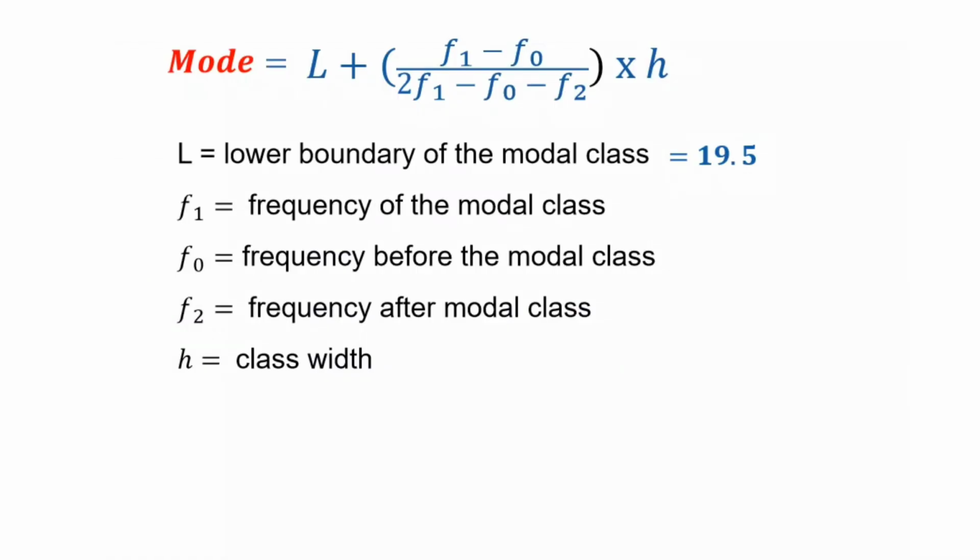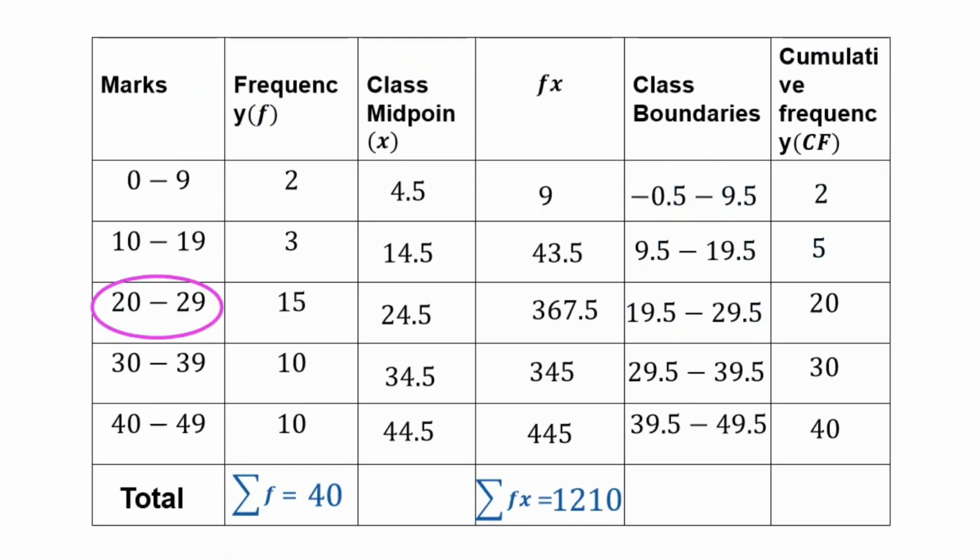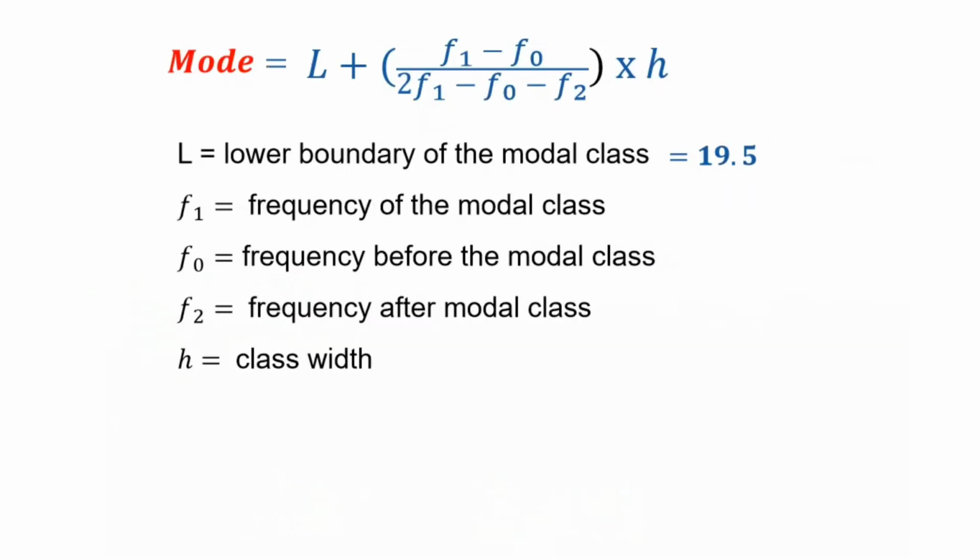Then we find out the frequency of the modal class. So we go back to our table. What is the frequency of the modal class? We know that the modal class is still 20 to 29. So our frequency for that is 15. So as I said, it is not difficult. We don't see the formula as something so difficult. It's just that you are only finding values for this and then you do your substitution.